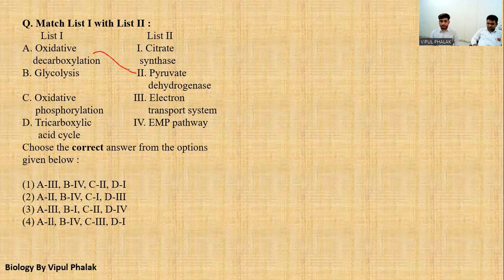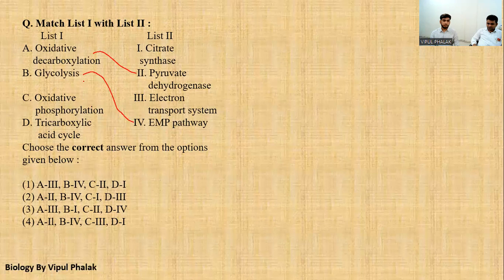Glycolysis. Glycolysis has its other name as the EMP pathway after the names of its scientists. So we have to match 3 to 4. Now oxidative phosphorylation means we reduce oxygen here and ATP is formed, which occurs during the electron transport system, as the last electron acceptor is oxygen.